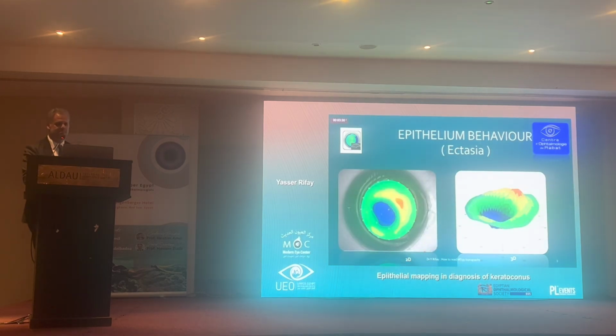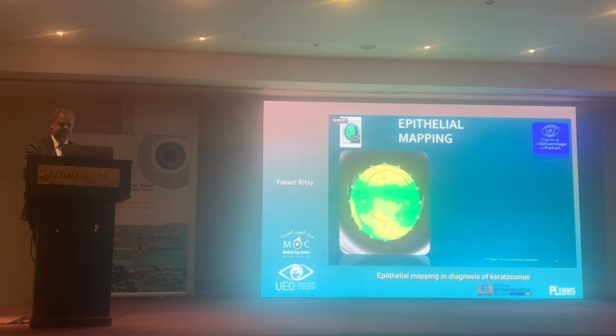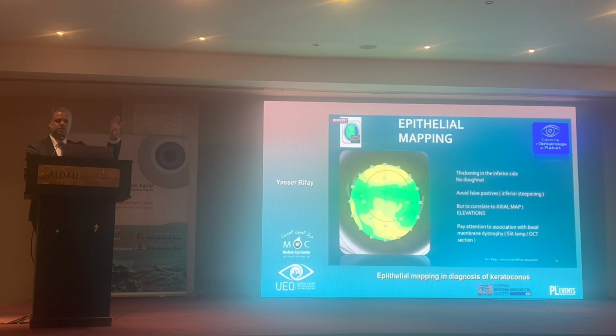Another case, the same. But when we have a hot spot in topography, and we have a thickening of the epithelium on the peak, it means that there is no keratoconus. We cannot have a keratoconus with a thickening on the peak of the cone. But we have to compare with other information. We have some cases that can be false, and we have to correlate all information.